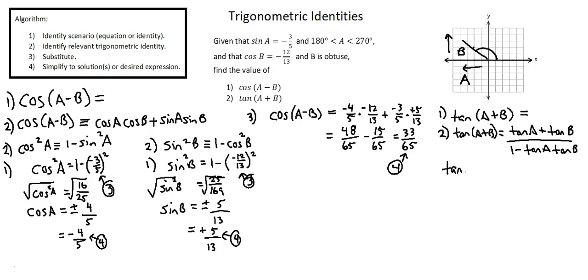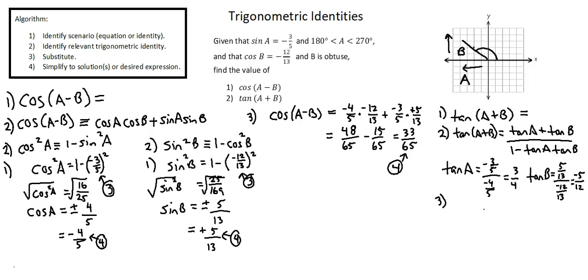Tangent A will be sine A over cosine A. Sine A is negative 3/5 over cosine A, which is negative 4 over 5, which gives us 3 over 4. And tangent B is sine B over cosine B, which will be 5 over 13 over negative 12 over 13, which equals negative 5 over 12. And now with the tangent values, we can go to step 3, substitute.